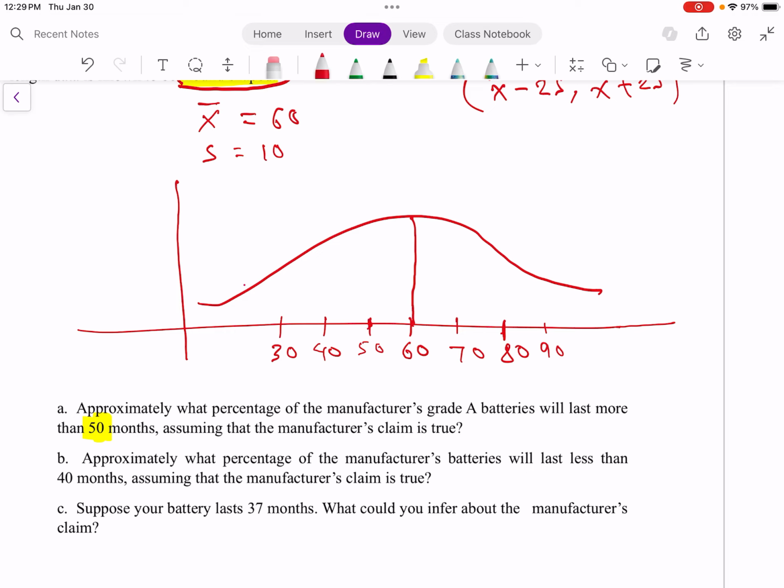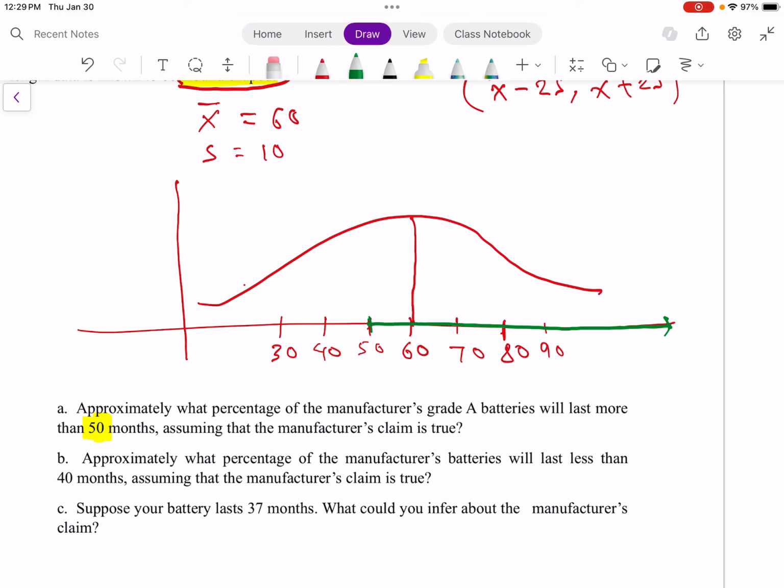So more than 50 means, do we go on the right or the left? We are looking at the right. Okay, so our 50 is here. So we want to know the number of measurements on the right of 50, all the way to the right. So we want to know what percentage of measurements is greater than 50. Now this is a symmetric data set.